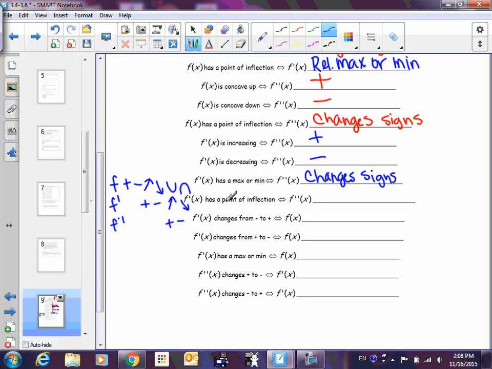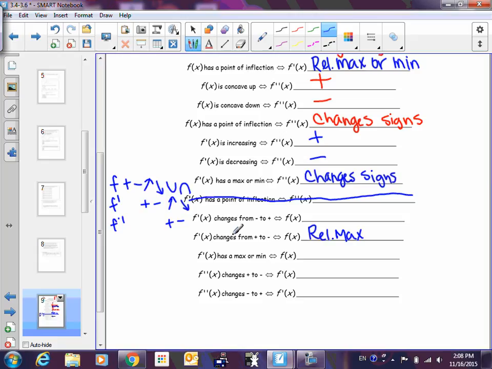Okay, this one is actually kind of weird, and we're just going to cross it off. It's not going to come up again. There's something we could do with it, but we're just not. We're just going to move on. What about when F prime changes from negative to positive? What is F of X doing? Well, if we look at our F prime row, I see a change from positive to negative, and that's a relative max on F. So that's actually what should go in the next blank, a relative max.